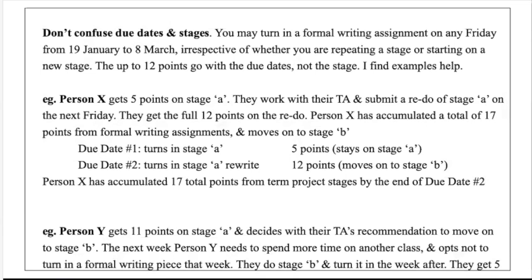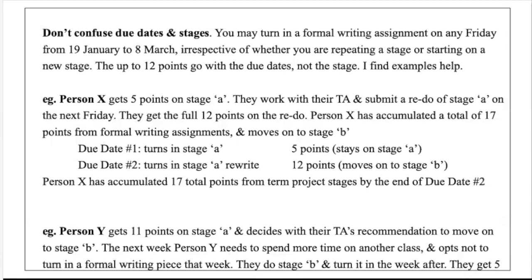You may turn in a formal writing assignment on any Friday from 19 January to 8 March, irrespective of whether you are repeating a stage or starting on a new stage. There are up to 12 points that go with each due date, not the stage.